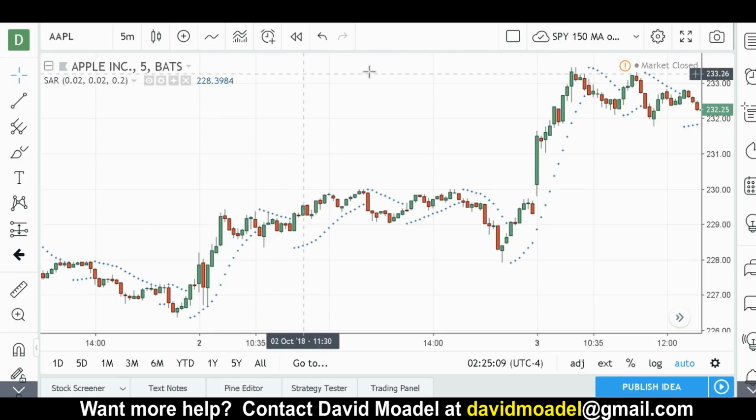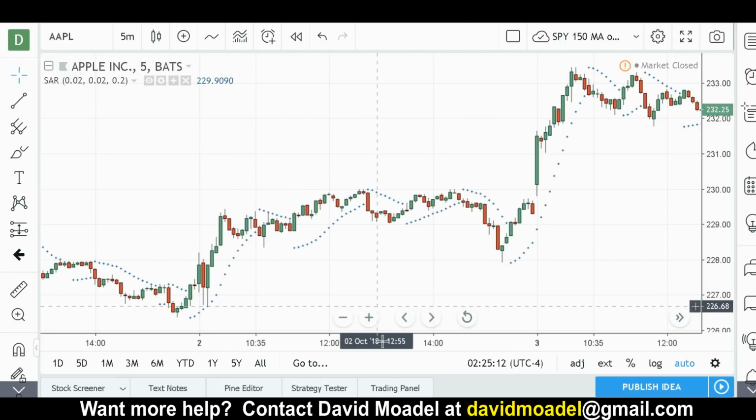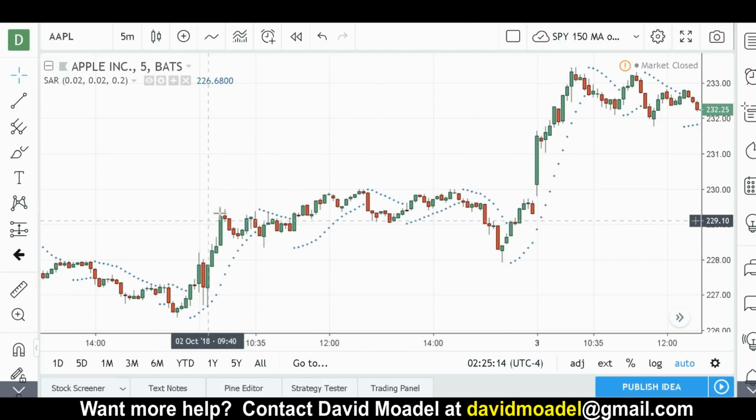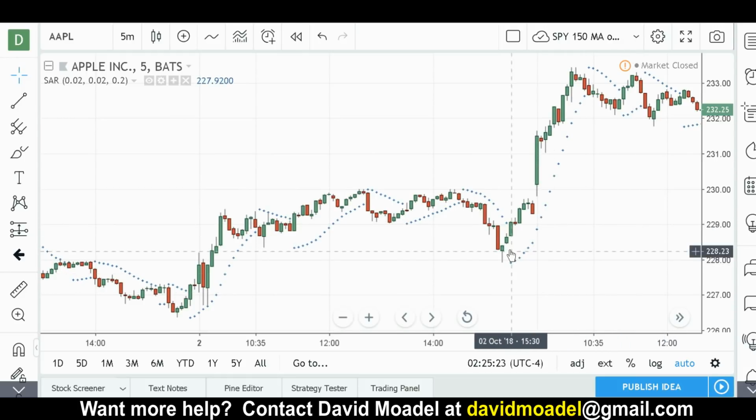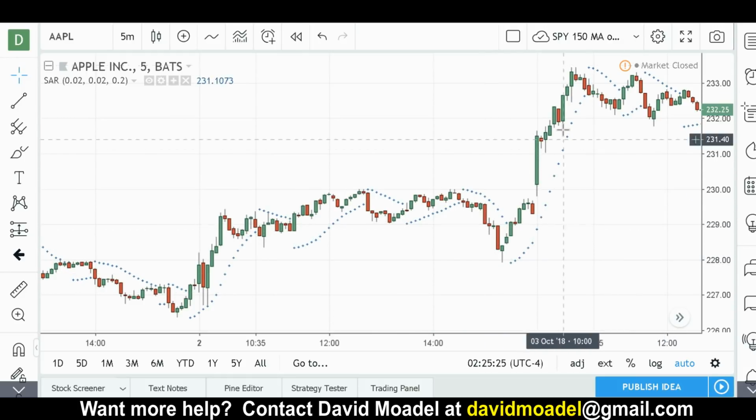You can use it. Here's tradingview.com. This is a good website with charts for day traders and swing traders too. All right, and notice that, again, this is Apple stock. It's a 5-minute chart, which is pretty good for day traders. And again, we can see that you can ride it up, okay?